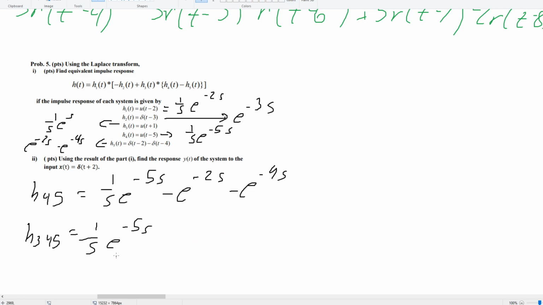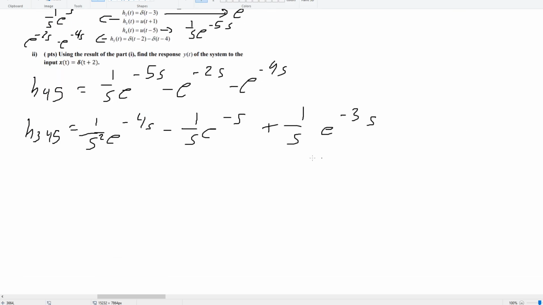This is going to be 1 over s squared. This is going to be 1 over s squared minus e to the negative 4s. This one is going to be 1 over s e to the negative s. This one's going to be 1 over s e to the negative 3s. And I think I copied that. Yep, so that should be correct.